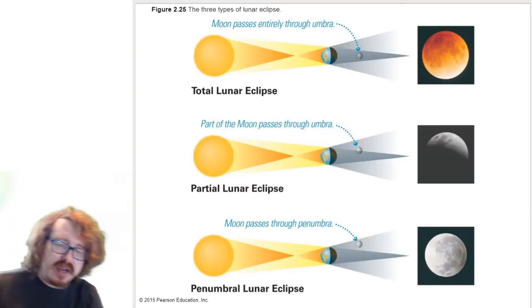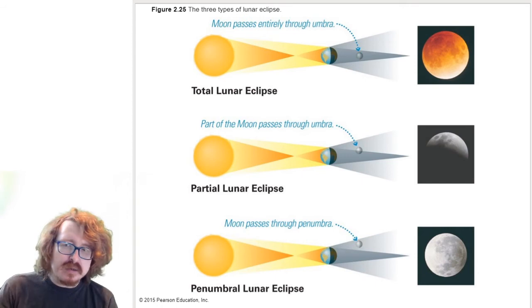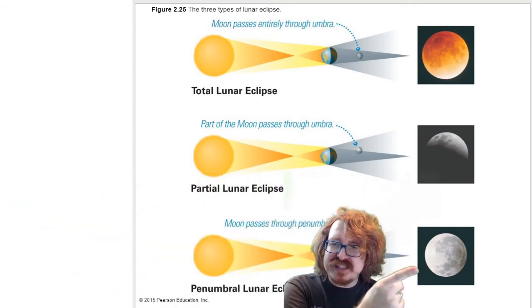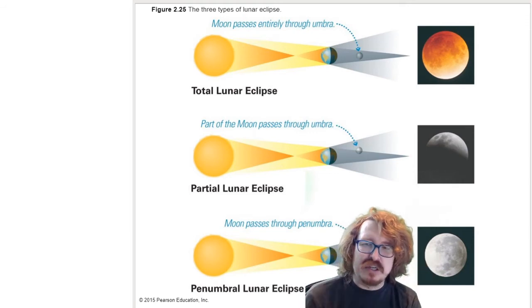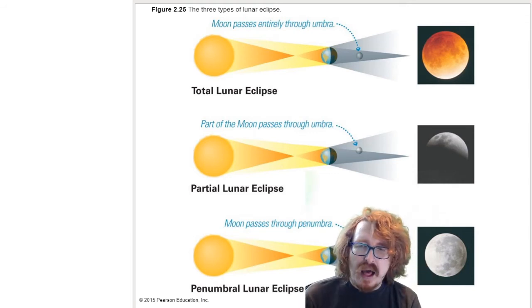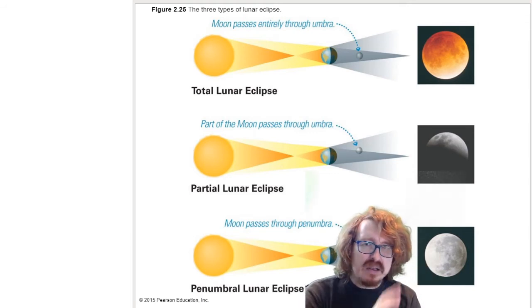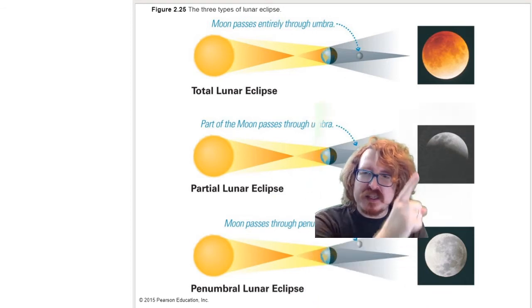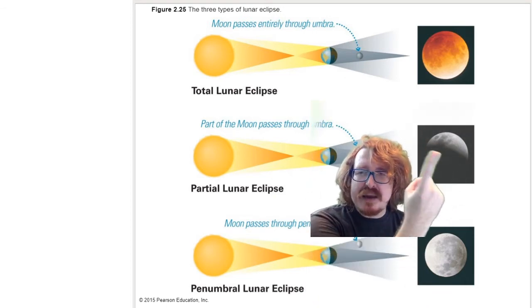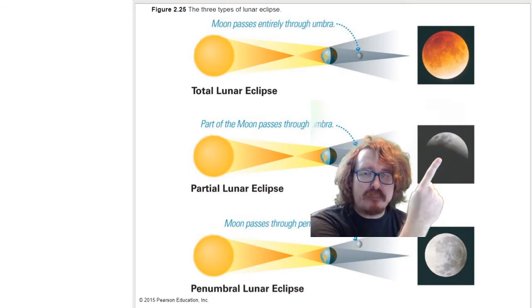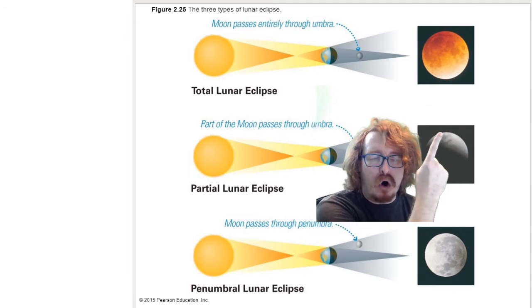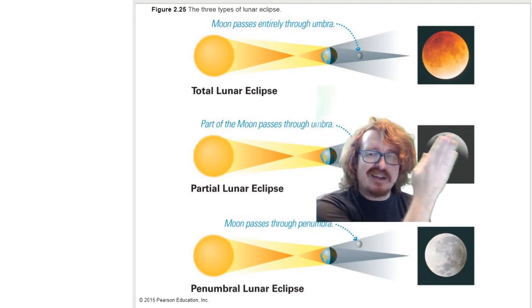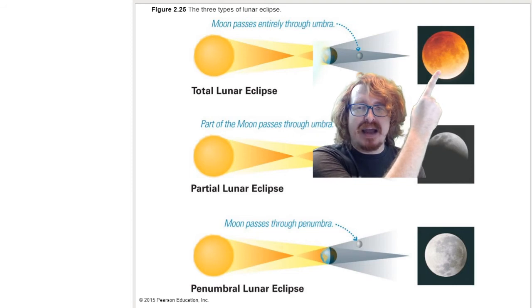So check this out. Down here, this is a penumbral lunar eclipse. And you can see here, basically it just looks like a full moon. There's not a lot going on right there, right? This is a partial lunar eclipse, and you can see that bite taken out of the moon. If we were having a total lunar eclipse, that bite would get bigger and bigger until it ate the whole moon. But when it ate the whole moon, the moon's going to light up red.